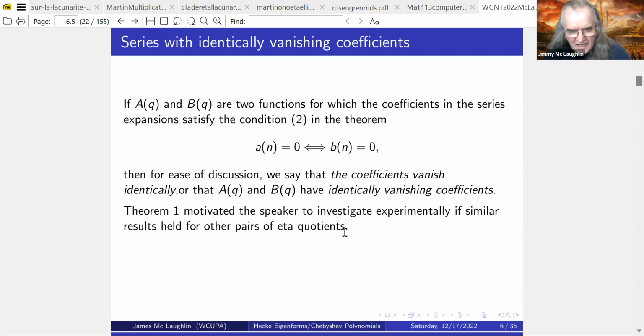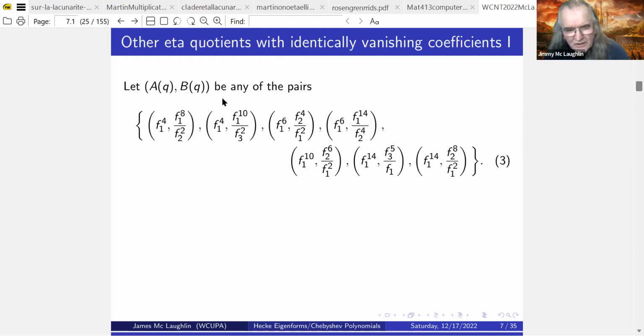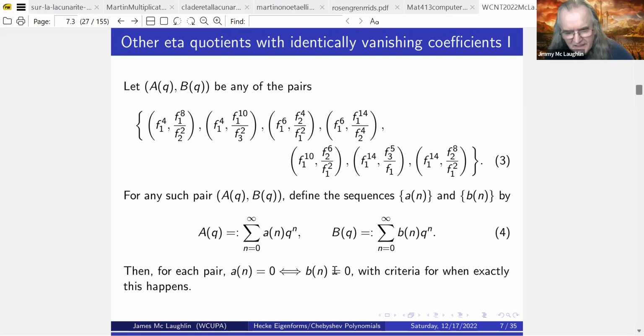All right, so Han and Ono's theorem, when I came across it, sort of motivated me to investigate experimentally if similar results held for other pairs of eta quotients. And so what I discovered experimentally can be summarized as follows. If A of q and B of q are any one of the pairs in this list, then if we define the sequences A of n and B of n to be the series expansions of these two functions, then A of n is 0 if and only if B of n is 0. And we can give a similarly precise criterion for when these coefficients vanish identically.